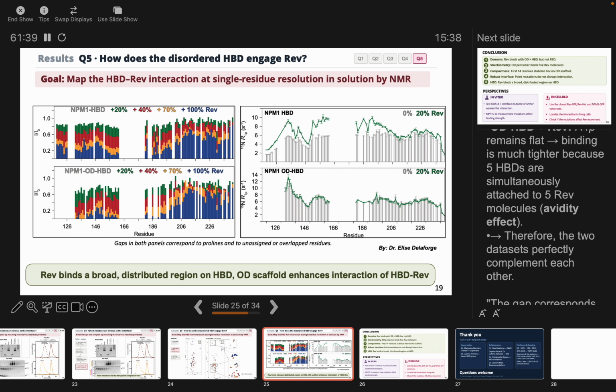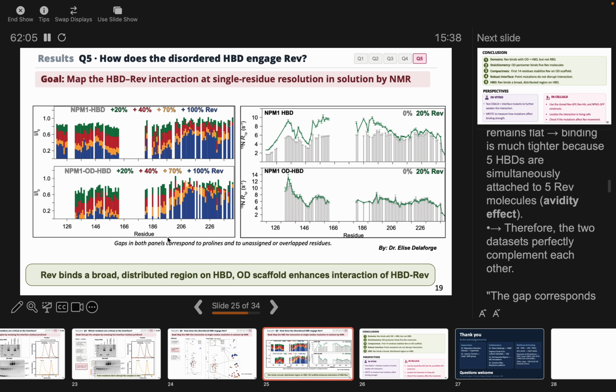But here, for me, it is the illustration that there is a change between the absence and presence of rev. That's the illustration that we have dynamics here with this residue. So I have to ask Elise, because it's not fixed like this in my mind.